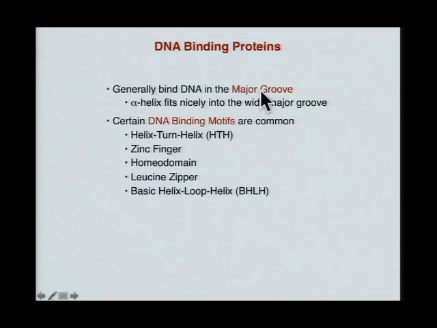In general, the actual secondary structure of the protein that's touching the DNA molecule is a helix. And the reason is, in the B form, the predominant form of DNA in cells, that major groove is wide enough to accommodate a helix being laid into it. Okay, so you can get the closest interaction of amino acid side chains with those bases.